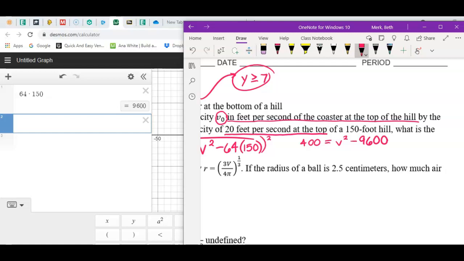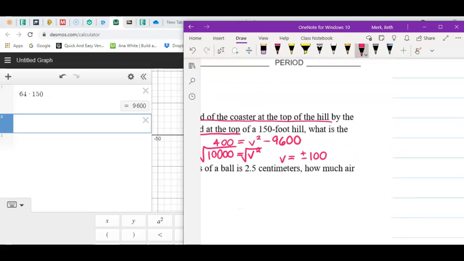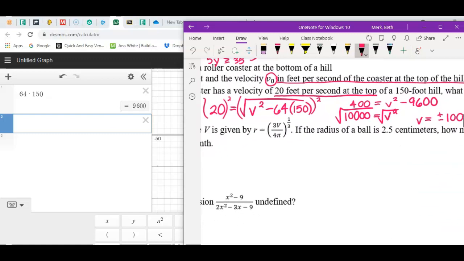So adding 9,600 to both sides, I now have 10,000 equal to v squared. And then finally taking the square root, I get that v equals plus or minus 100. Well, we're talking about velocity. You can't have a negative velocity, so we end up with 100 feet per second. We don't consider the negative solution that we picked up extraneously.